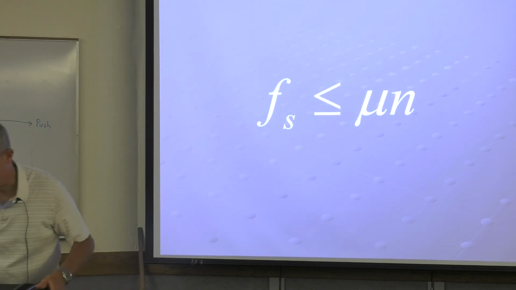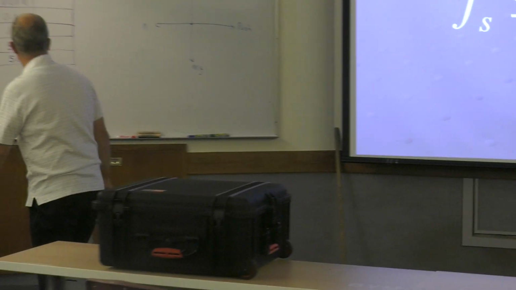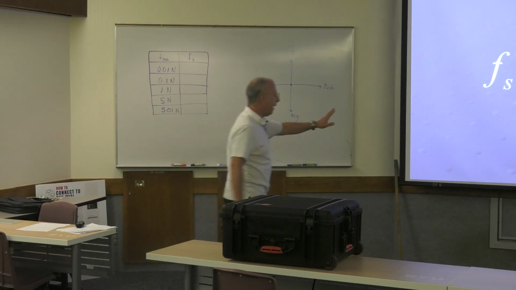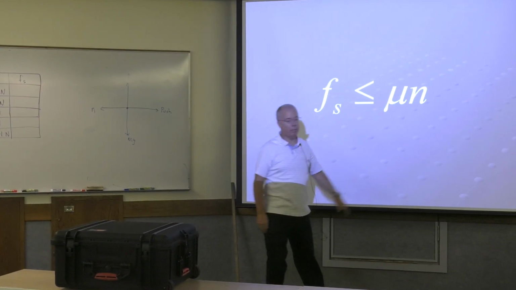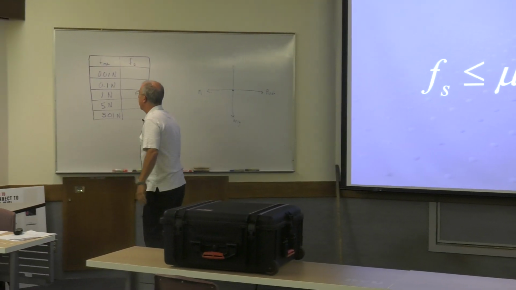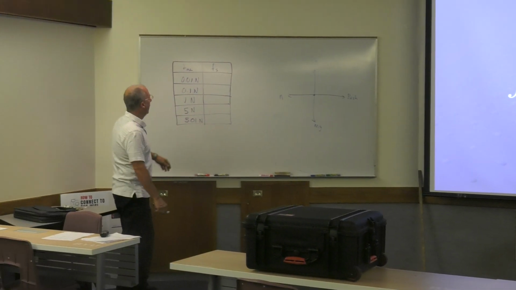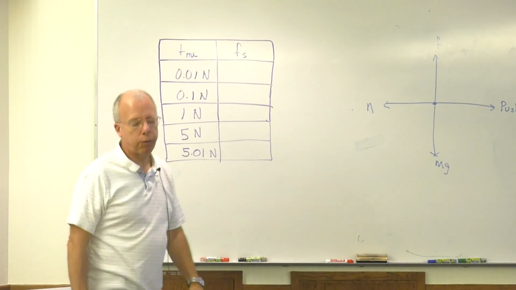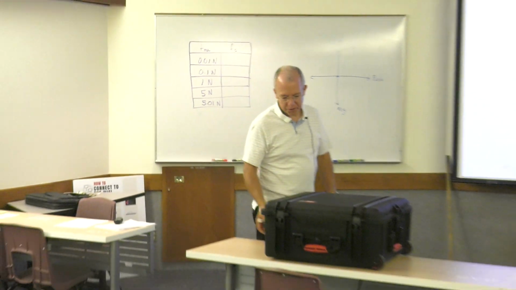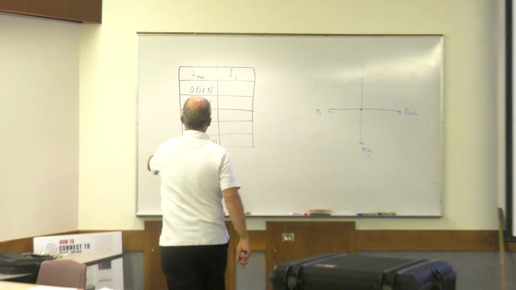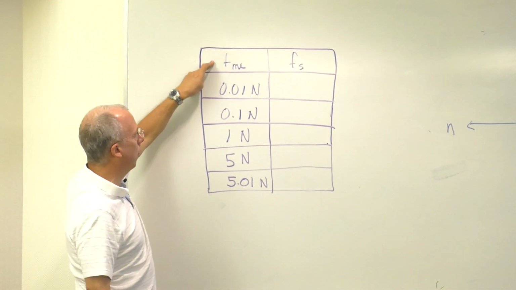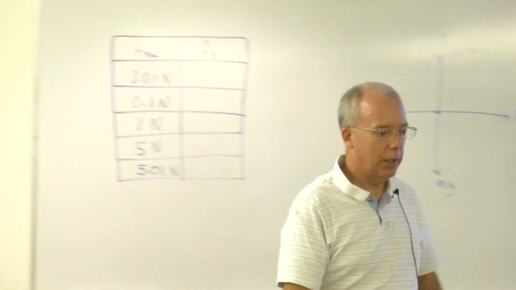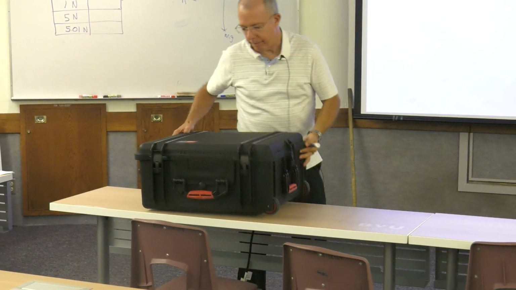Okay. So pay attention to this, please. Again, the static frictional force is less than or equal to mu n. All right. So here's a table. And these numbers I just made up, but you'll understand. So I'm going to exert different forces on this box. So this is the force that I'm exerting on the box, the force of me. And this is the force of static friction between the tabletop and the bottom of the box.